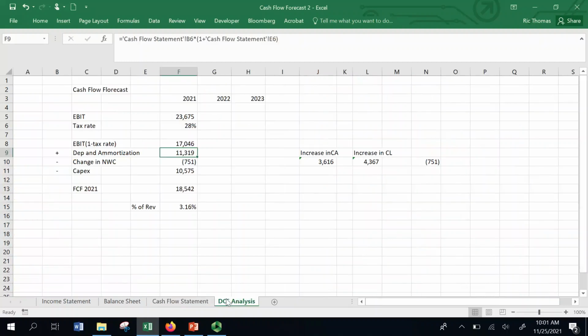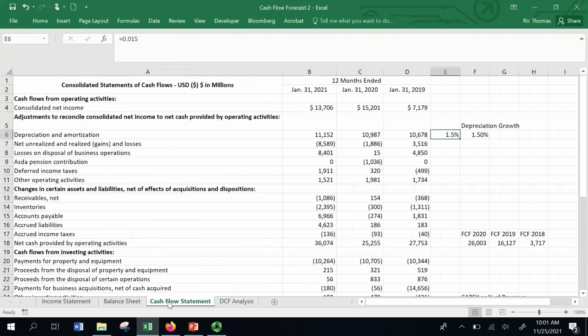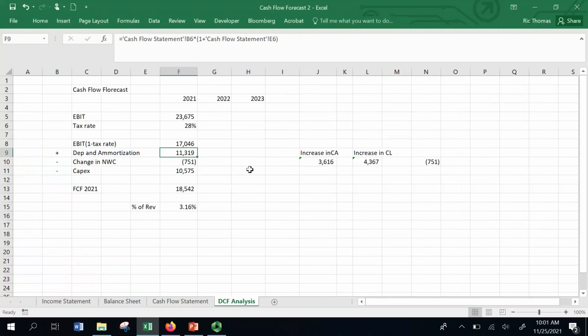So it's cash flow statement E6, and it's also B6 times 1 plus E6. So let's go back over here. It's B6, so it's last year's depreciation times 1.015. So I'm just growing this number by 1.5%. That's all I'm doing. Again, that's one way to do it. There are other ways to calculate depreciation. Holding a fixed ratio relative to property, plant, and equipment is not a bad way to do it as well.